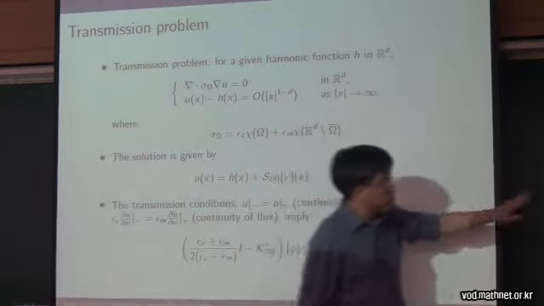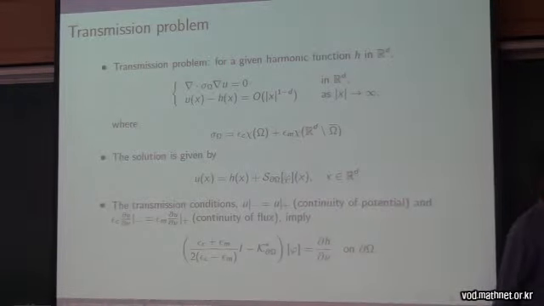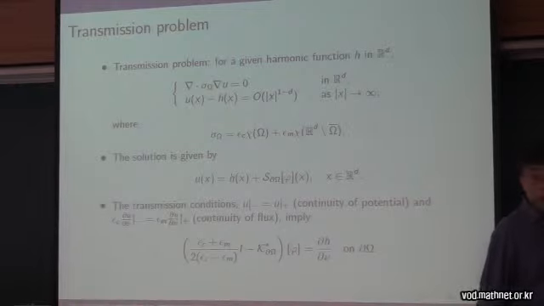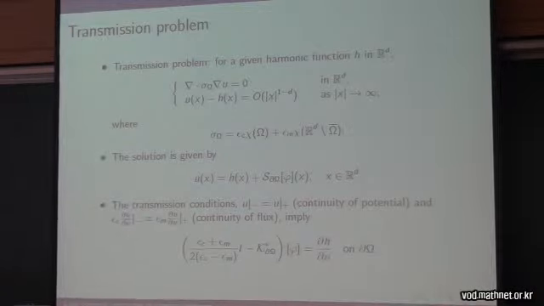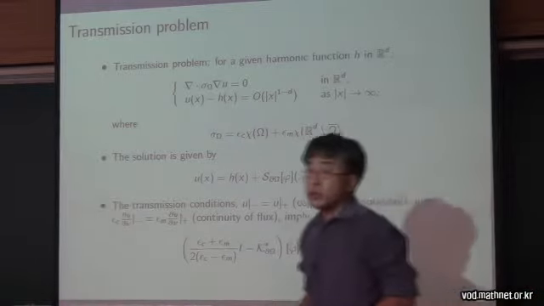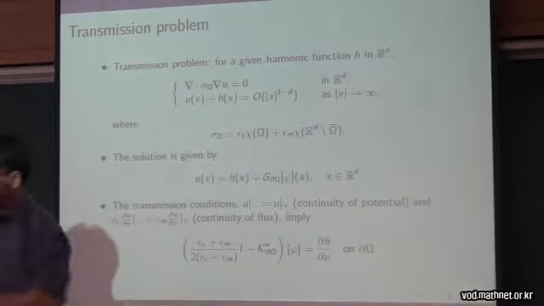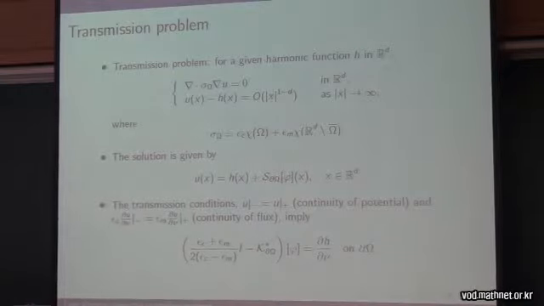This equation's solution U is harmonic here and harmonic here, with continuity of the potential and continuity of the flux. Continuity of flux means epsilon C du/dnu is the same as epsilon M du/dnu on the boundary. So the transmission problem is always thought of as an interface problem with continuity of the potential and continuity of the flux.